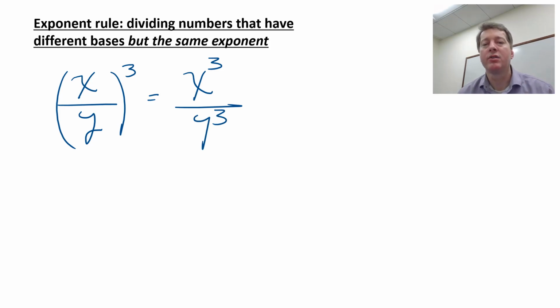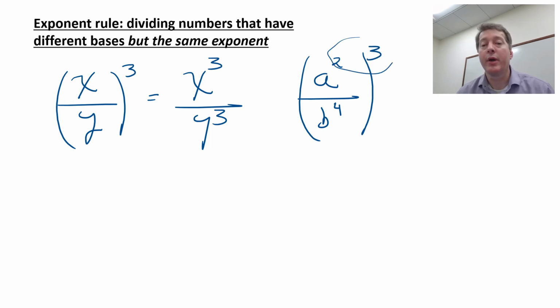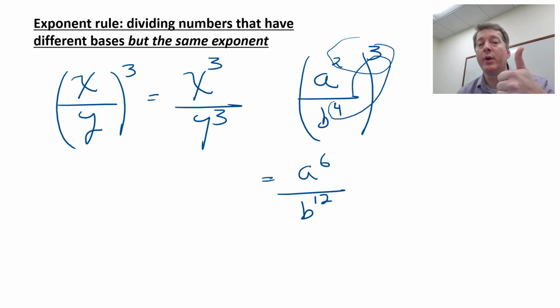Suppose I had (a squared over b to the 4th) cubed. Well, (a squared) cubed is a to the 6th, divided by, and (b to the 4th) cubed is b to the 12th. So you cube the a squared and you also cube the b to the 4th.